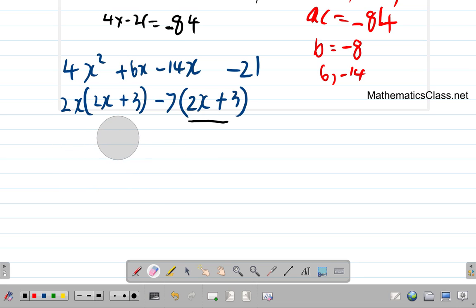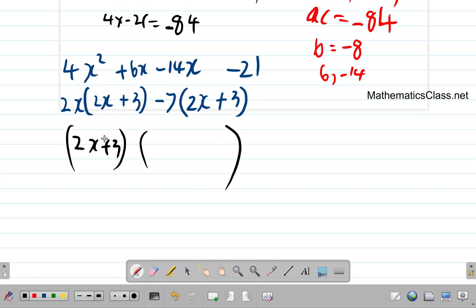You remember what to do now? Since the 2x plus 3 is a common factor, we have 2x plus 3 in our bracket here. In the other bracket, we have 2x. Remember, 2x plus 3 times 2x gives you 2x times 2x plus 3. Same thing here, you can see it. Alright? Minus 7. 2x plus 3 times negative 7 gives you negative 7 times 2x plus 3. Same thing as up here. So there we have our answer.